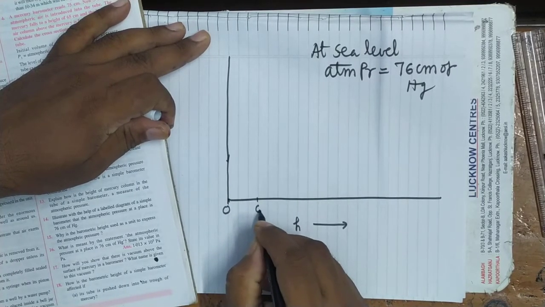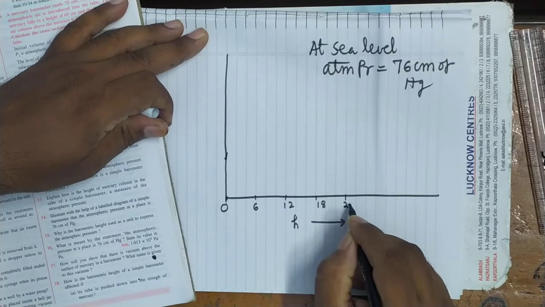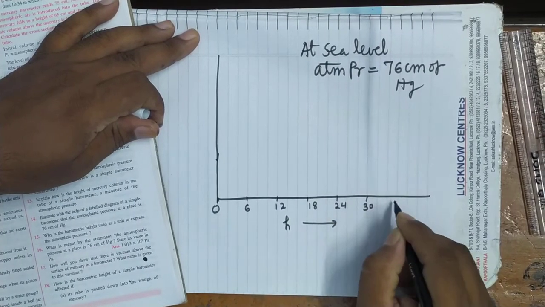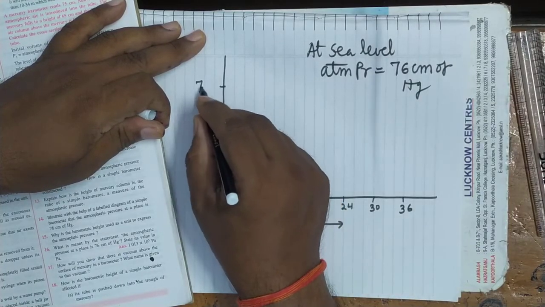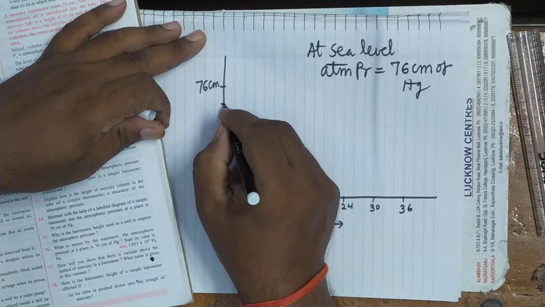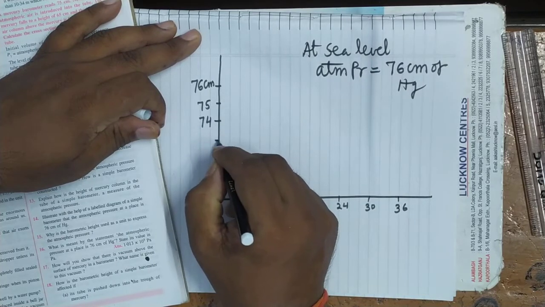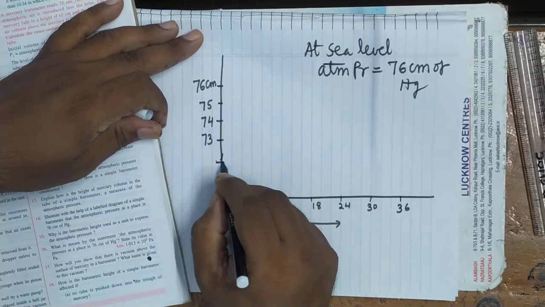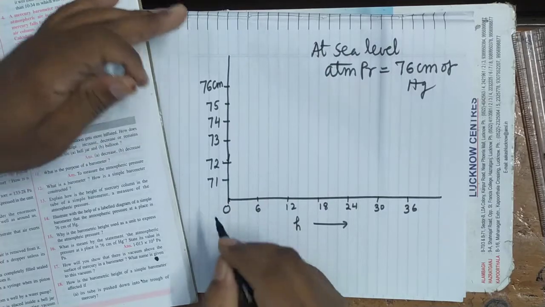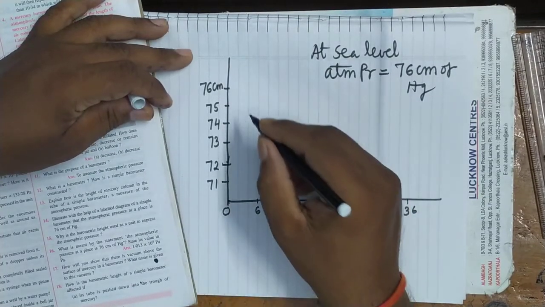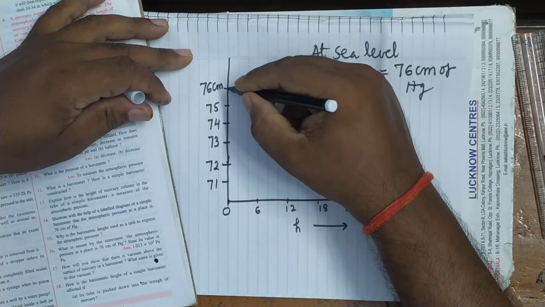0, then it is 6, 12, 18, 24 kilometer, 30 kilometer above sea level, 36 kilometer. And here it is 76 centimeter of mercury, then 75, then 74, then 73, then 72, then 71, and here you have taken 70. It is clear. Now see here, if you draw the graph, then the graph will be something like this.